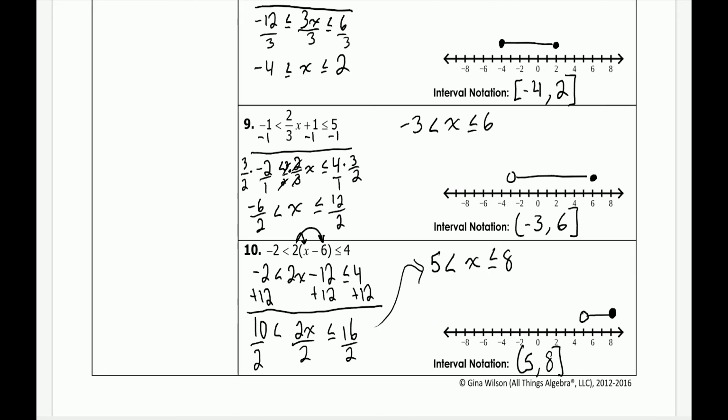So again, we have the or and the and. So make sure that you're paying attention to the homework because there's going to be both types on there.